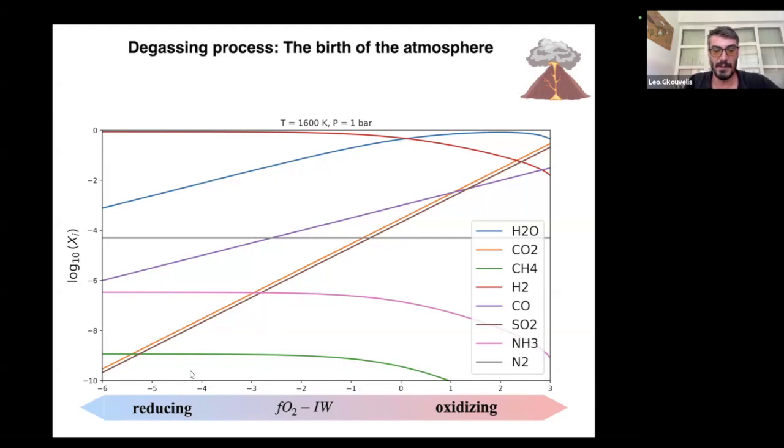What does it mean? It means that imagine I am starting a simulation and I'm choosing the redox state to be -4, right? This is a log scale, by the way. So I'm taking the redox state -4. Then the outgassed material would be this type of composition. You can draw a vertical line here, right? And then for more oxidizing conditions, it will be a totally different scenario.